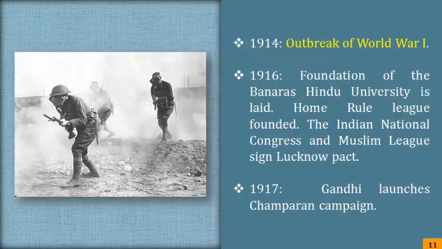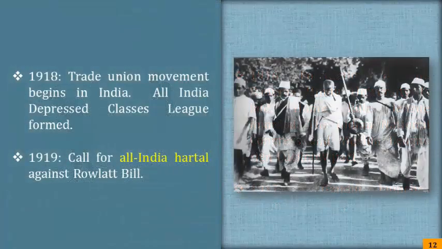1914. Outbreak of First World War. 1916. Foundation of the Banaras Hindu University is laid. Home Rule League founded. The Indian National Congress and Muslim League sign Lucknow Pact. 1917. Gandhi launches Champaran Campaign. 1918. Trade Union movement begins in India. All India Depressed Classes League formed.